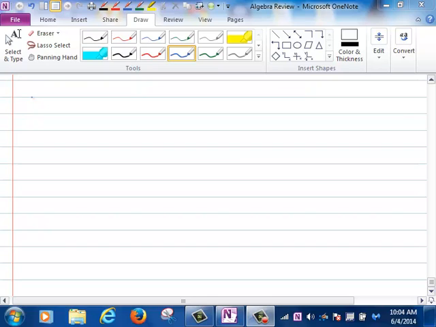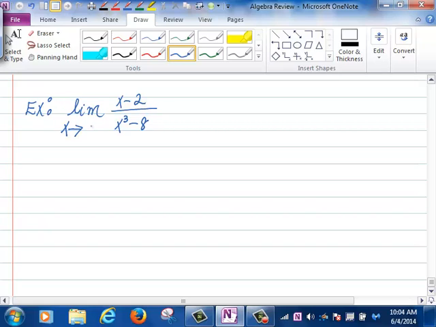With an example, and this example is the limit of x minus 2 divided by x cubed minus 8 as x goes to 2. Okay, so we want to find this limit. We are taking the limit of a rational function, right?